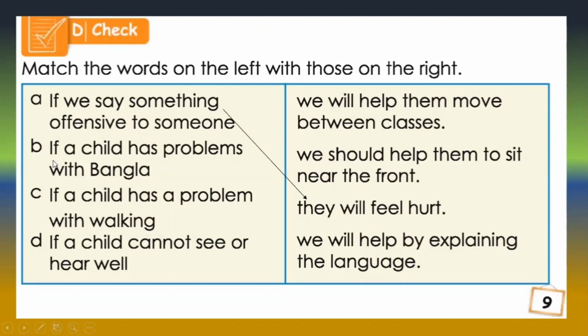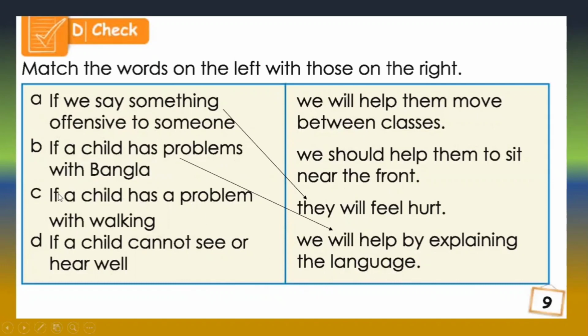Then see the next sentence is if a child has problems in Bangla, then this sentence matches with which one, students? Yes, we will help by explaining the language. So see what will be the full sentence? If a child has problems with Bangla, we will help them by explaining the language.